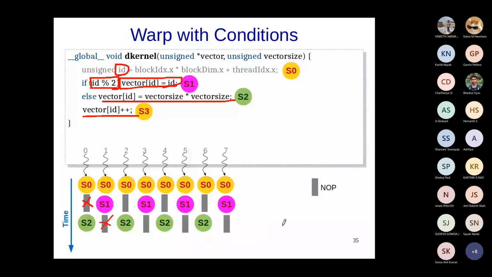And after this, you can see that there is a lockstep execution: all S0, all S1 or NOP, all S2 or NOP, and after that, all S3. This is a lockstep execution. It is never going to happen that S0 and S1 are in parallel for the threads of the same warp, or that S0 and S3 are executing in parallel for two threads of the same warp. That is never going to happen. Okay. Any questions on this particular execution of warps with conditions?